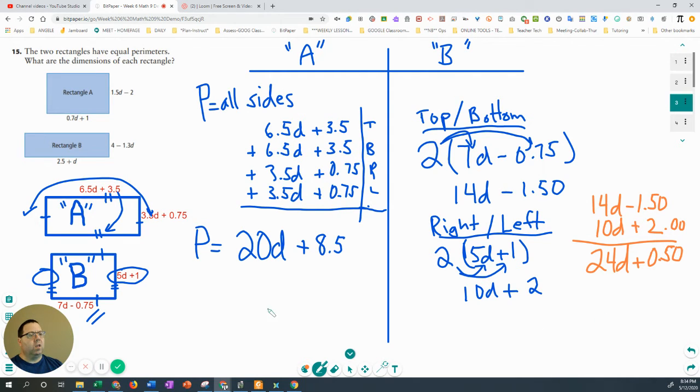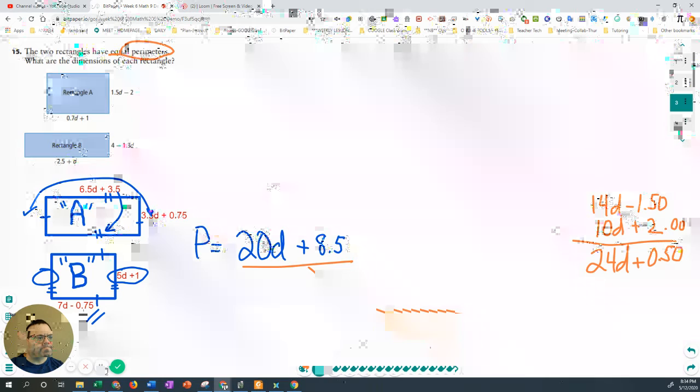Okay? So, and these two perimeters are supposed to be equal. This is supposed to equal this. Now, you can see I'm out of room, so I'm going to pause, and I shall return with an expression all glued together. Okay?